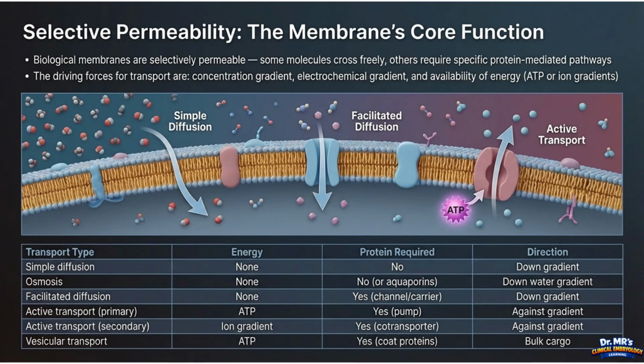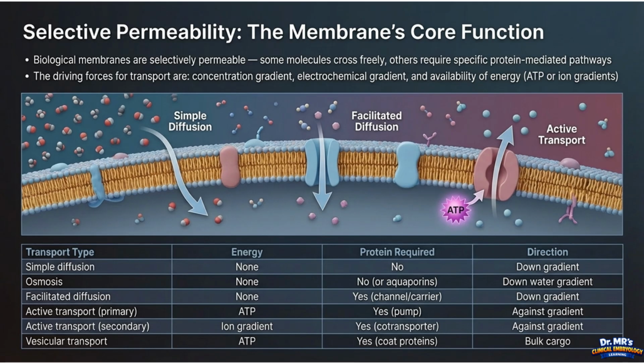Active transport requires either adenosine triphosphate directly, primary active transport, or the energy stored in an ionic gradient, secondary active transport, to move solutes against their gradients. And vesicular transport, which we will address in later sessions, uses adenosine triphosphate-dependent coat proteins to enclose cargo in membrane-bound vesicles for bulk movement across or between membranes.